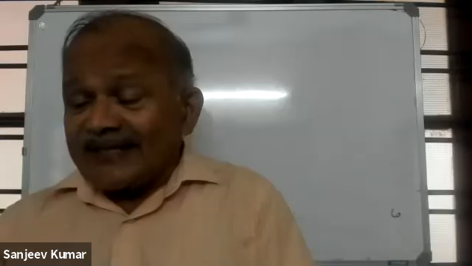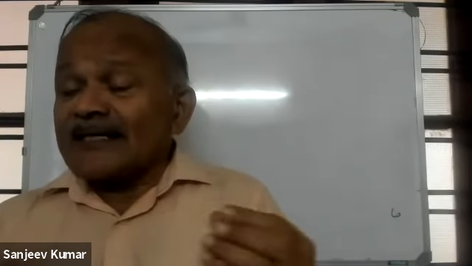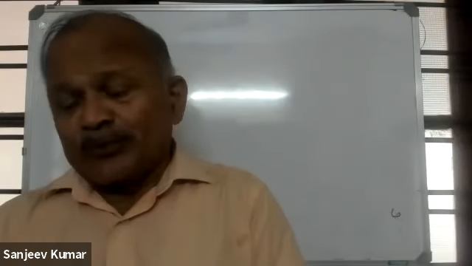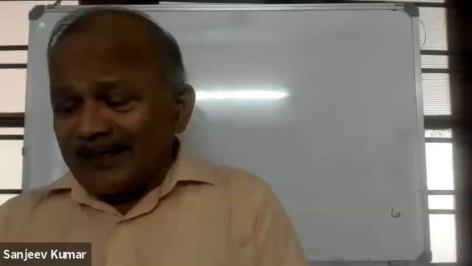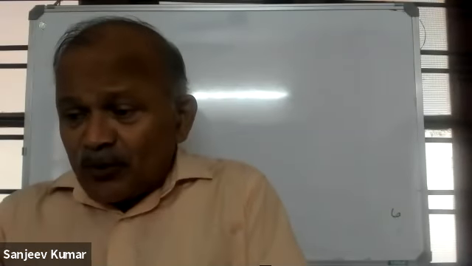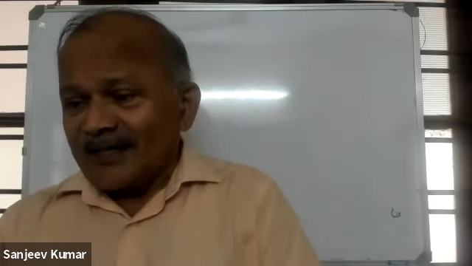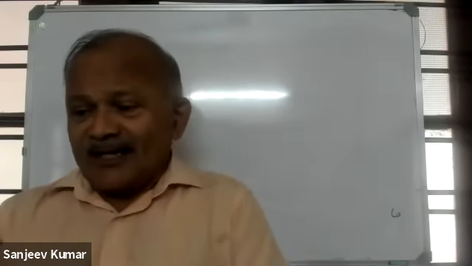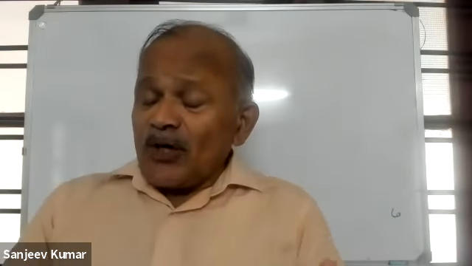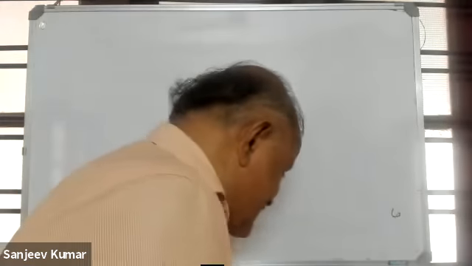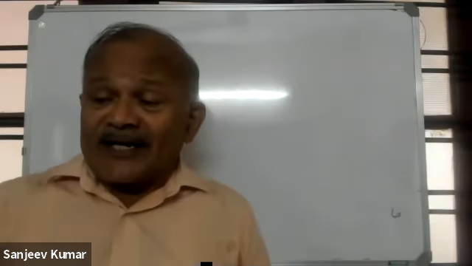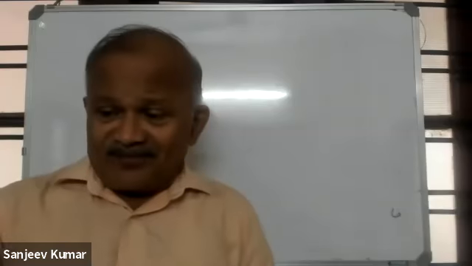In superoxide, it is minus half. For example, potassium superoxide is KO2. Potassium is plus one. The sum of the oxidation numbers of two oxygen atoms should be minus one. Therefore, each oxygen atom has minus half oxidation number. Oxidation number of oxygen in OF2, oxygen difluoride, is plus two, because the oxidation number of fluorine is always minus one.